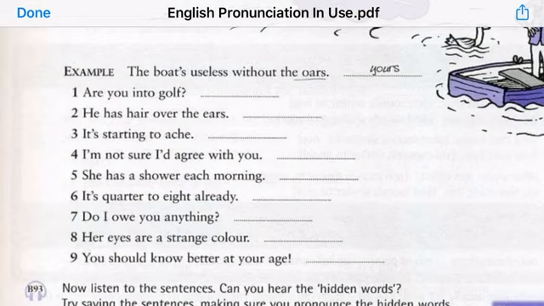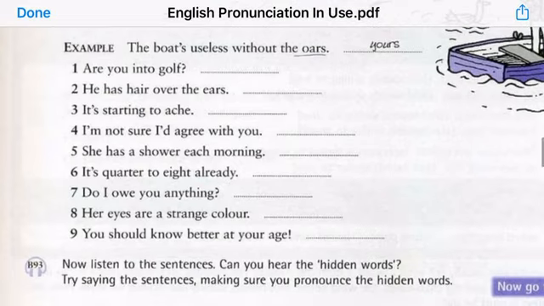He has her hair over the ears. Over the ears, because we have a ye sound inserted between the and ears. It's starting to ache, because we have an inserted or intrusive we between to and ache, so it sounds like wake. I'm not sure I'd agree with you. I'm not sure I'd. R with I'd becomes ride.